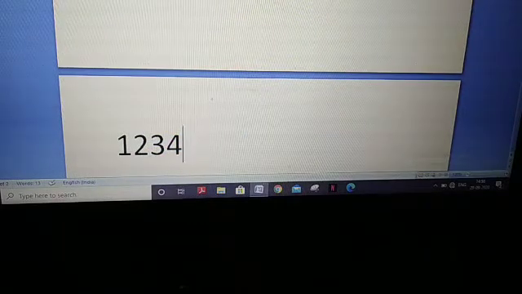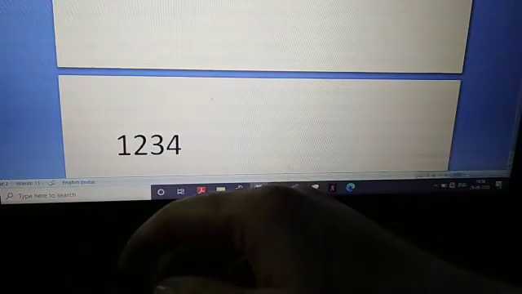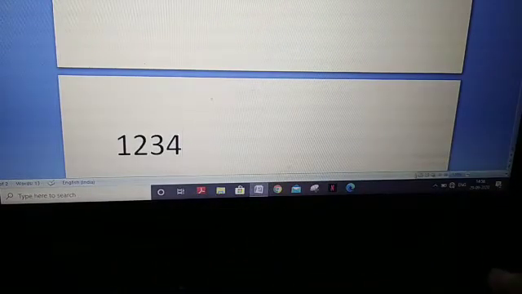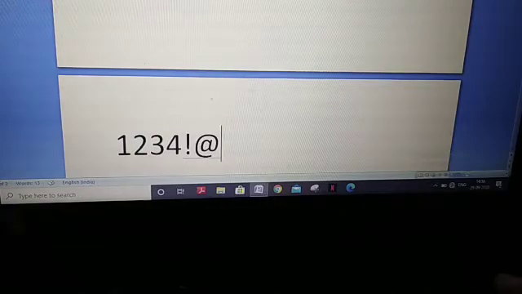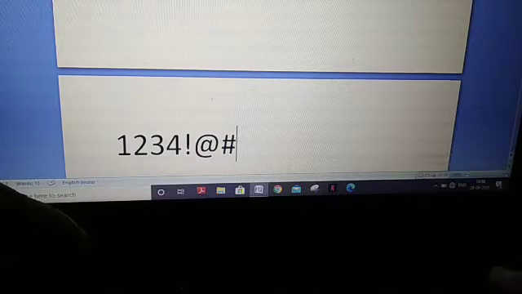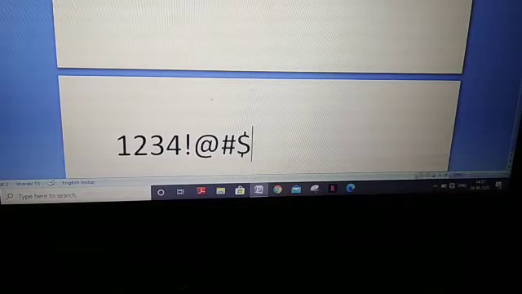To type the exclamation sign, we have to press the shift key. We have to hold the shift key and press the number 1 key. So 1 will not come now; that exclamation sign appears. Now hold the shift key and press 2, @ sign. Then next for hash, hold the shift key and press 3. Hash. Then hold the shift key and press 4, dollar. This way upper symbols appear.